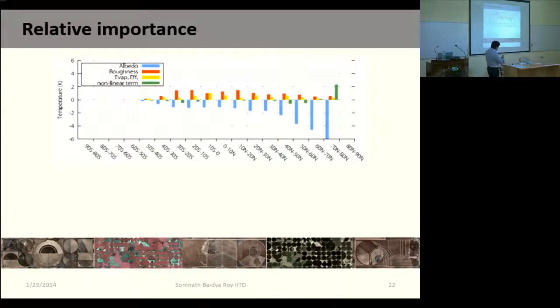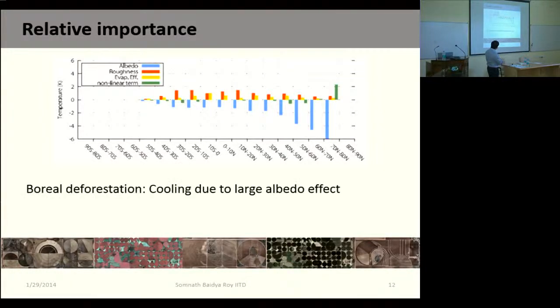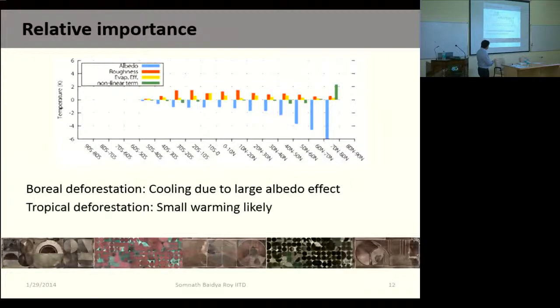But again, the main thing here is that in the boreal regions, high latitudes, we know what is going to happen. Models are consistent. In other latitudes, probably a small warming, but I will show you the conflicting data here. Okay?